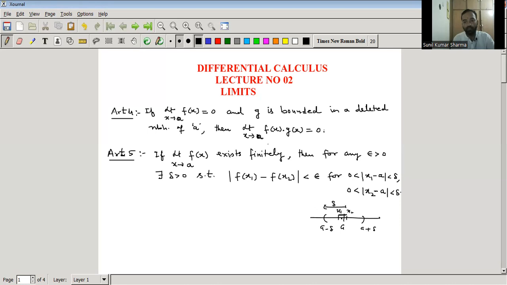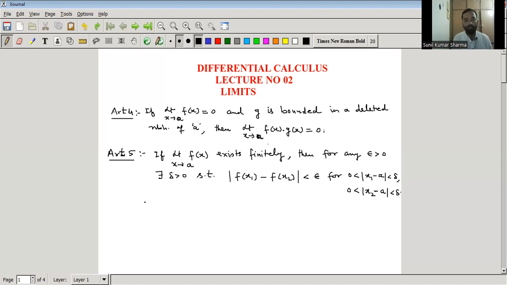So what happens if we take any two points x1 and x2 in the interval? The estimation of f(x1) minus f(x2) is also less than epsilon. If this happens, then we can say the limit of the function exists finitely. If it doesn't happen, then the limit does not exist. We will also solve some examples related to article number 5.